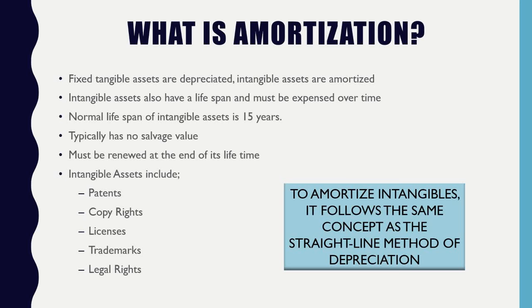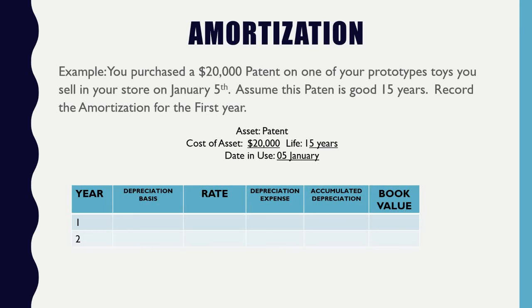So with that being said, why am I teaching you guys this now? Because it is so closely related to straight line. In fact, it's almost identical to straight line, except you have one key factor: you don't have a salvage value. So that makes it a lot easier, and your calculations should be exactly identical to straight line. You're going to basically spread the cost of the intangible asset over its entire lifetime. So in this case, again, we're applying 15 years.